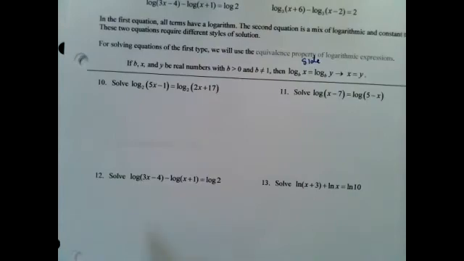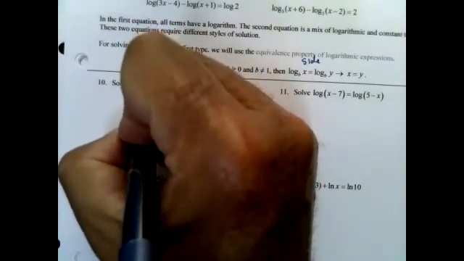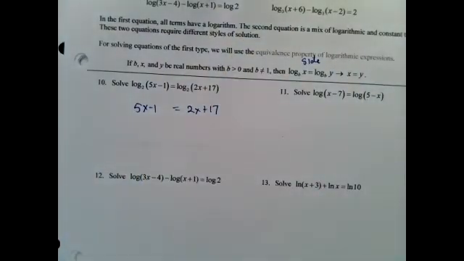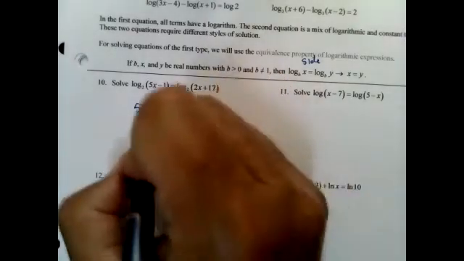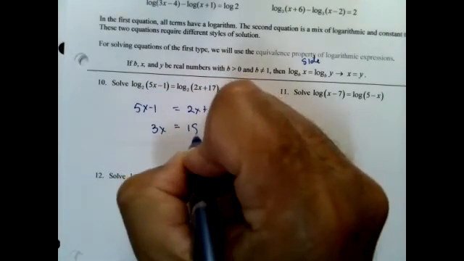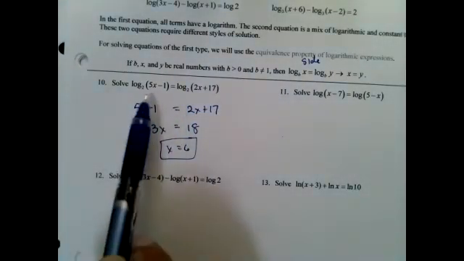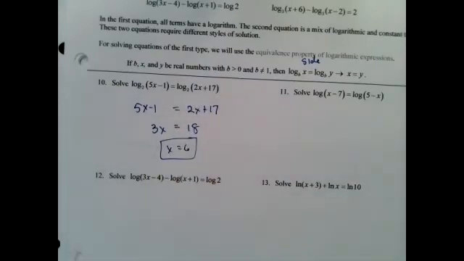So when I get ready to do number 10, I have the log of a side, and the bases are the same. So I can just set those equal to each other. I'm going to subtract 2x. I'm going to add 1. I get x equals 6. If I plugged it back in, both of these would be 29. Easy peasy.